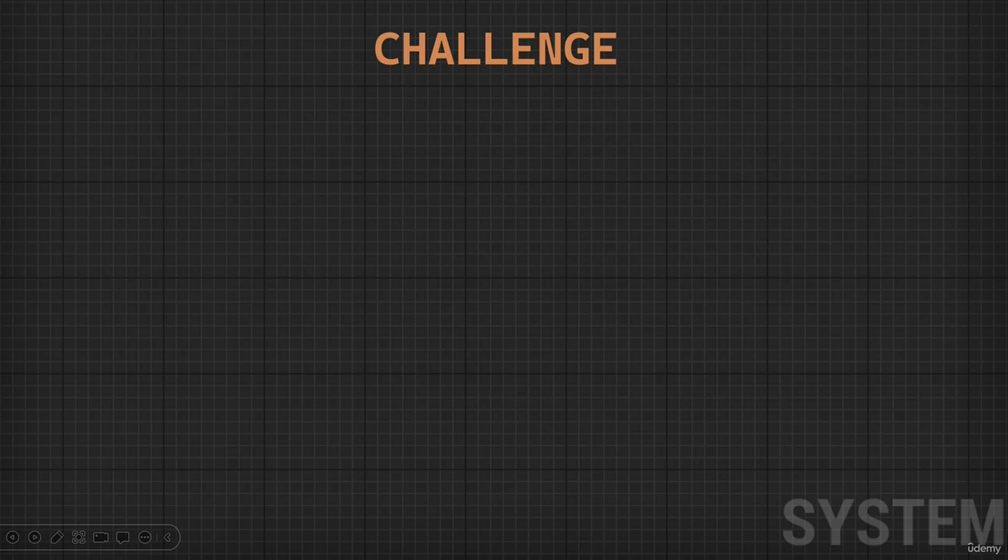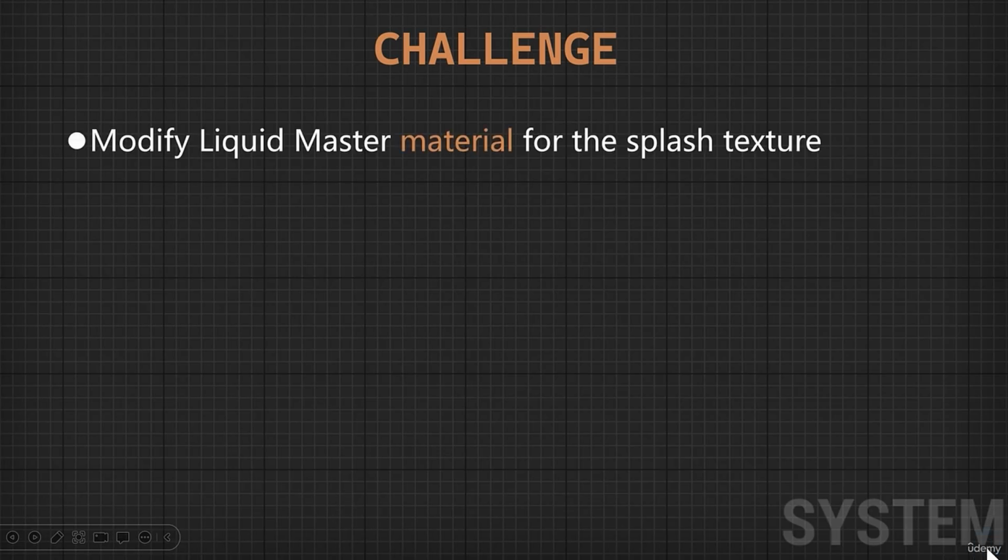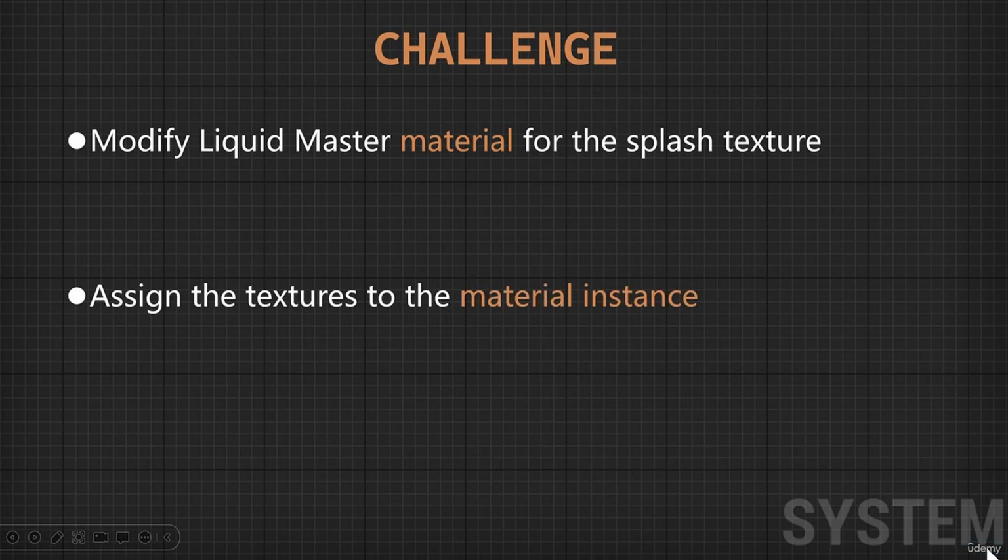And it's time for a challenge. So a challenge is, I'd like you to modify the liquid master material for the splash texture, because if the mask in there is stored differently, we need to handle it differently. And after that, same as I did, I'd like you to assign the textures to the material instance. Alright, pause the video now and give this a go, or refer back to the video if you need help.